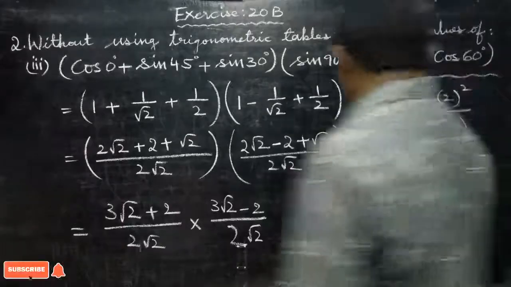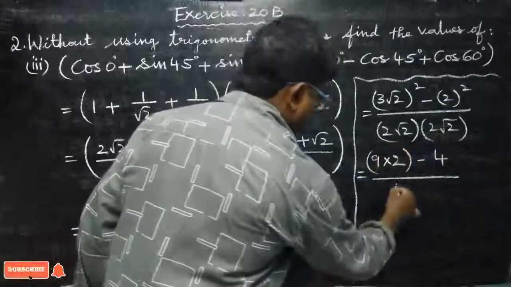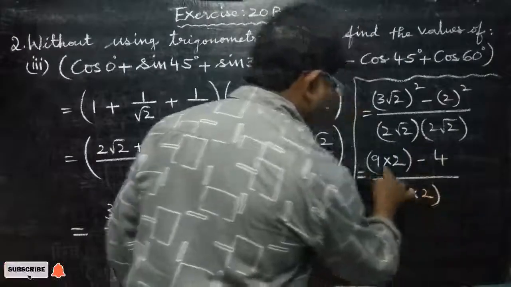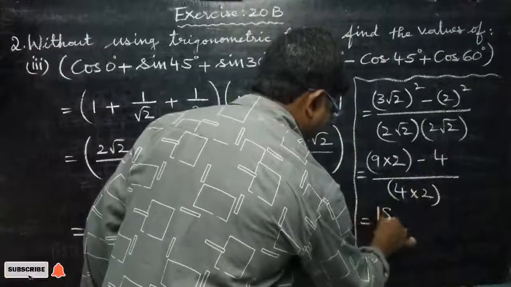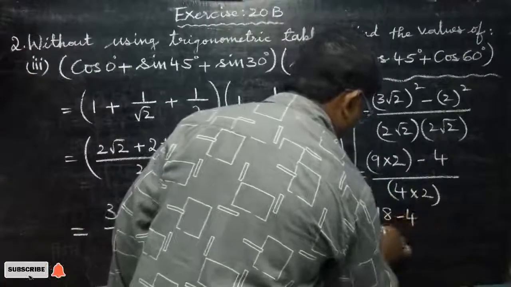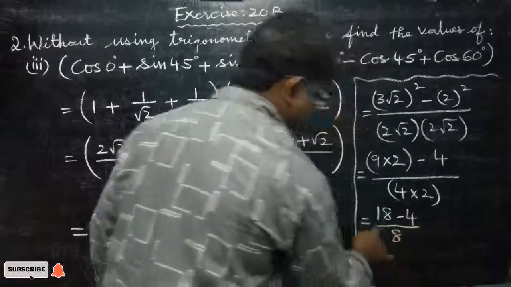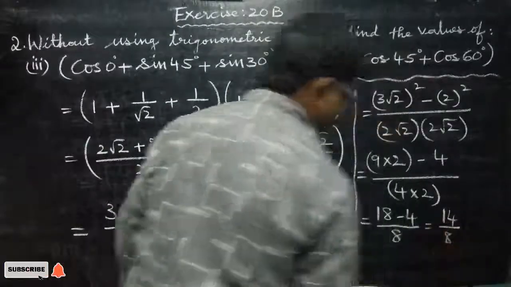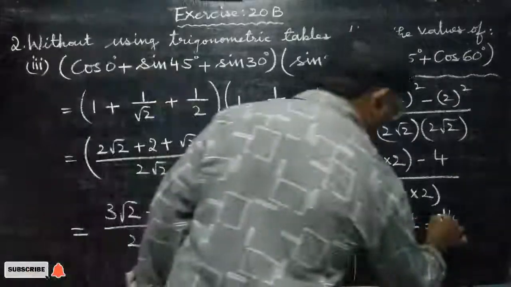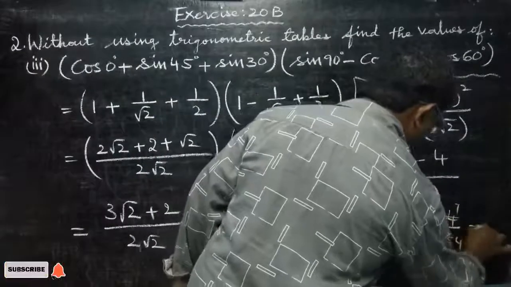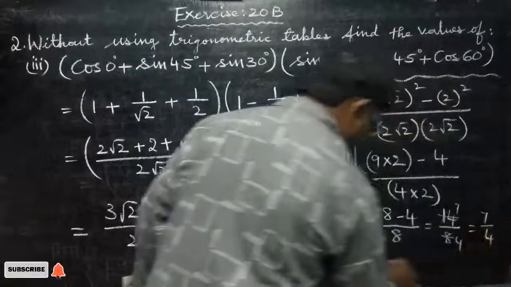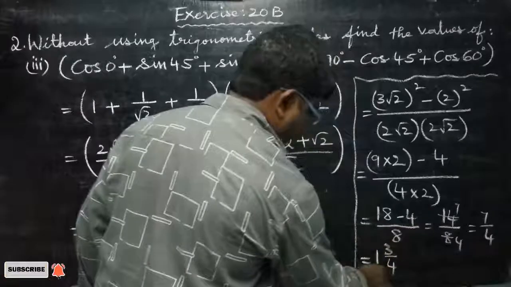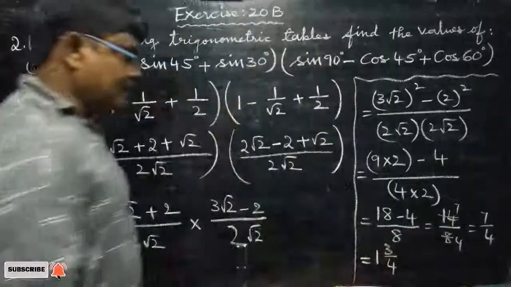Now all of you see here. 2 into 2 is 4. Root 2 into root 2 is 2. 9 2s are 18. 18 minus 4 by 4 2s are 8. 18 minus 4 is 14. 14 by 8. Here the 2 table is common. 2 goes 7 times, 2 goes 4 times. You got 7 by 4. Change into mixed: 1 3 by 4. 4 ones are 4, 4 plus 3 is 7.